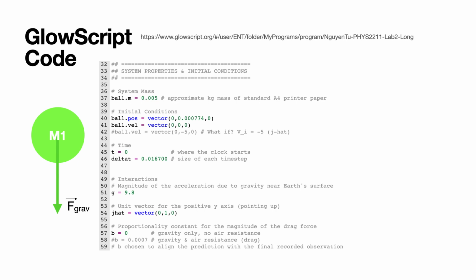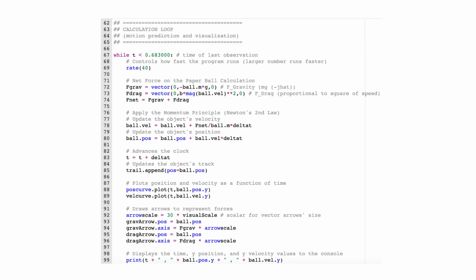At the bottom, the proportionality constant for the magnitude of the drag force is assigned to 0 for Model 1, so that only gravity is affecting the model, and 0.0007 for Model 2, so that the effective drag aligns with the last recorded observation. This section of the code is the same for both models. I'm estimating the position of the model ball at each of the time intervals that the paper ball in the observation video has data recorded with a while loop.